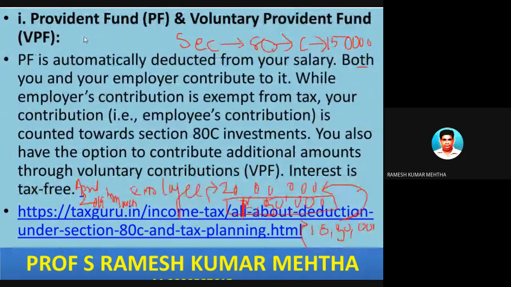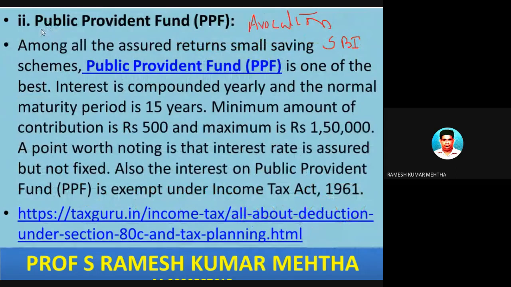This can be an employee provident fund where he's a salaried person, whereas public provident fund, as the name itself suggests, any public can invest. He can be a farmer or agriculturist or a politician or a businessman or a lawyer or a doctor or a self-employed entrepreneur, whosoever is interested can invest and claim deduction under section 80C under the head public provident fund. Among all the assured return small savings schemes, public provident fund is one of the best.